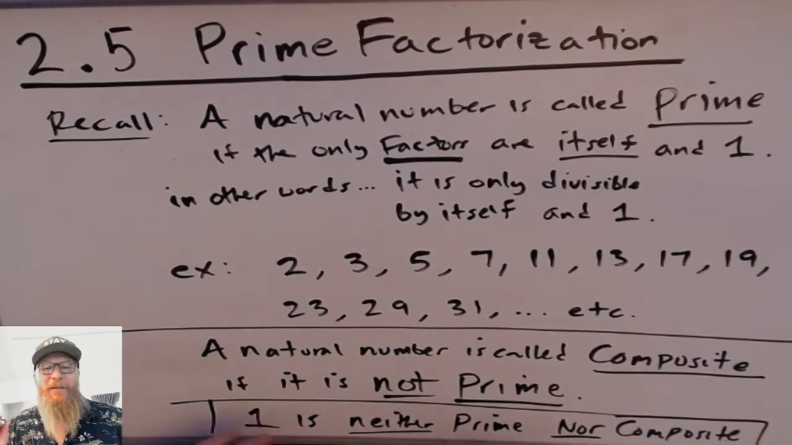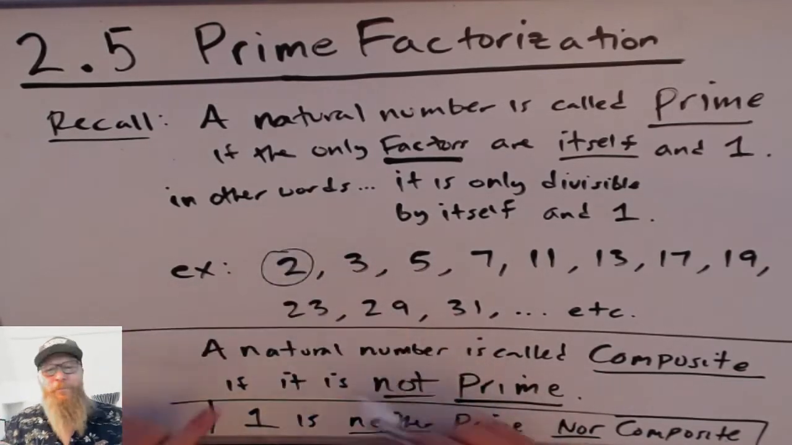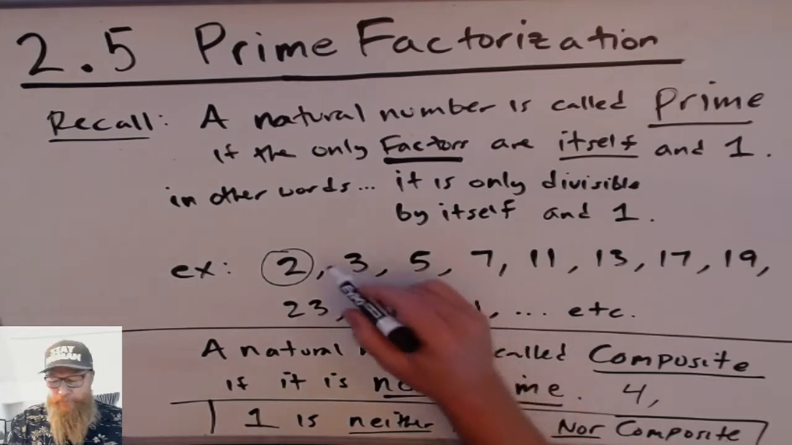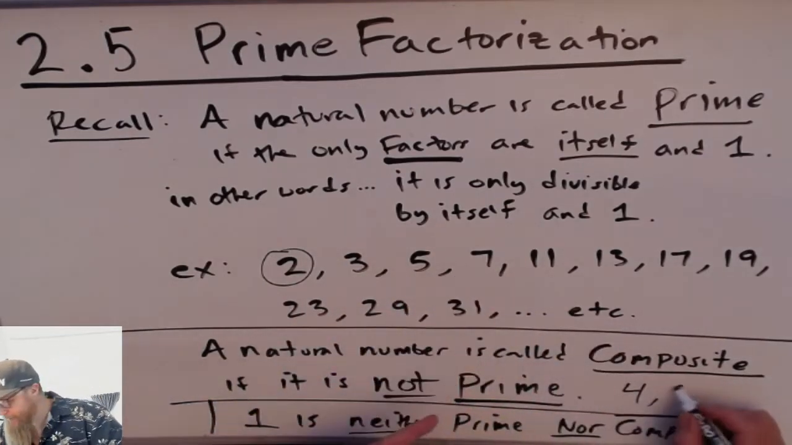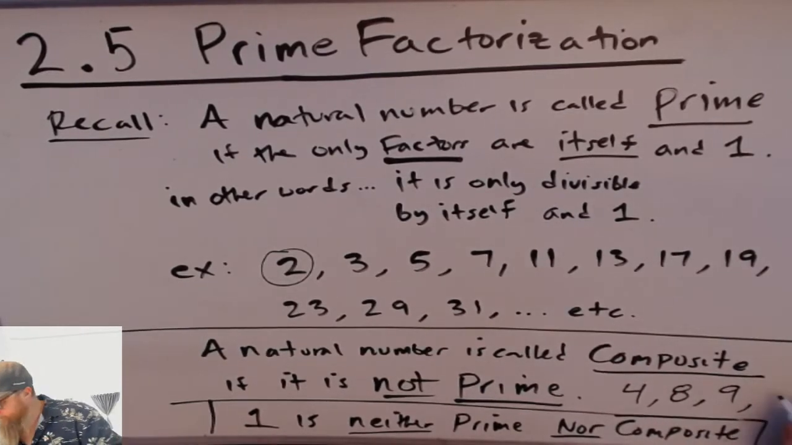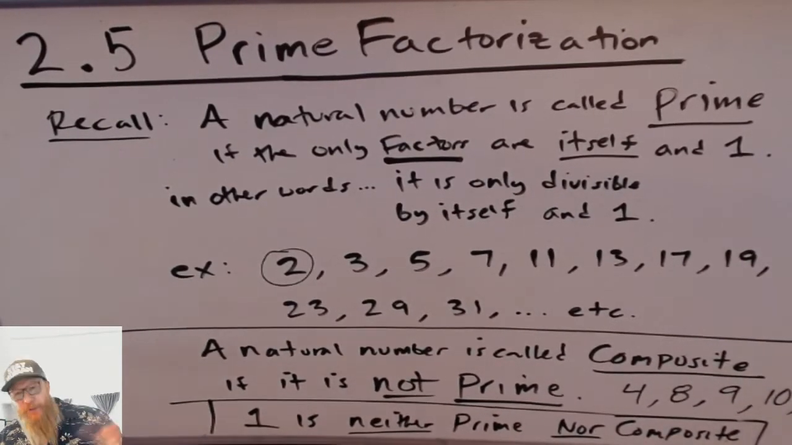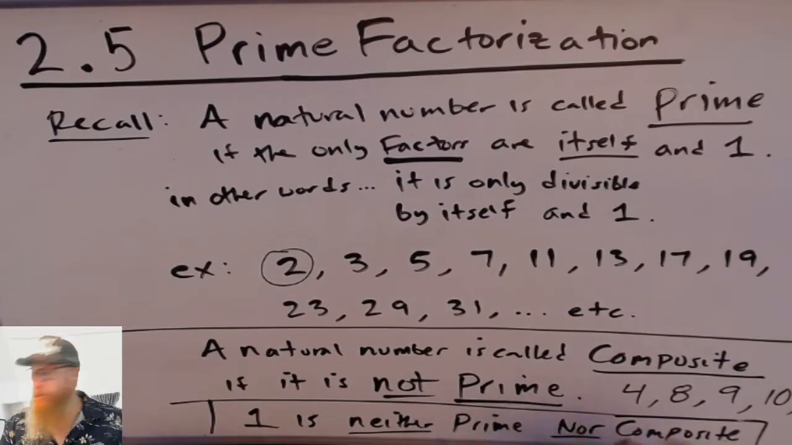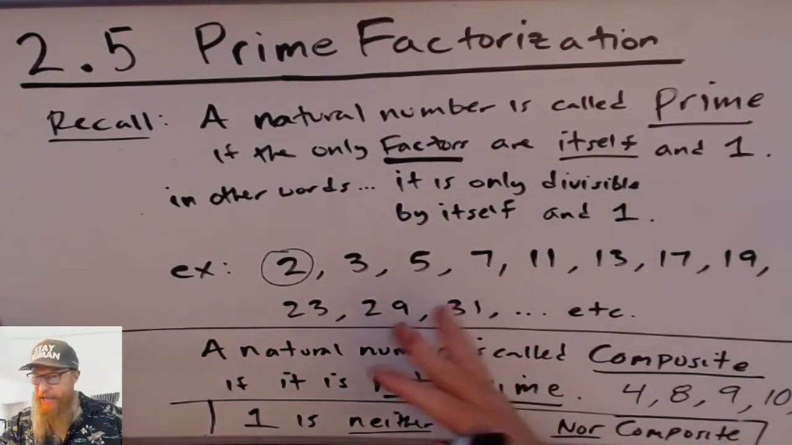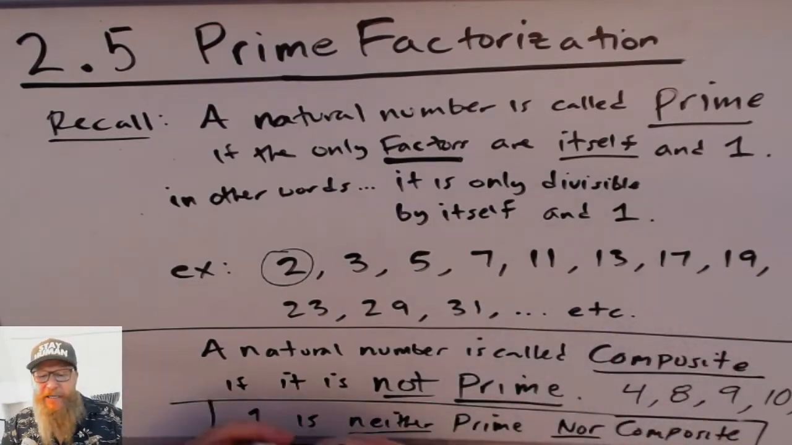So the primes and the composites start with 2. The smallest composite number is 4. Let's see, 4, and then maybe 8, 9, 10, so on and so forth. We're going to talk about much larger composite numbers. So that's kind of the setting that we're going to be working with today.